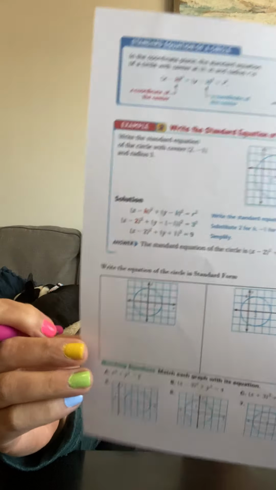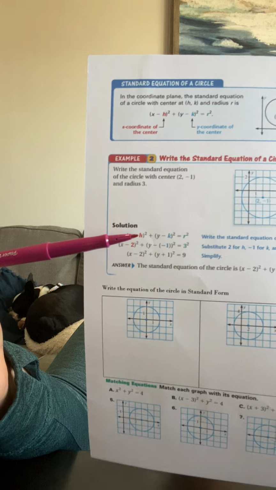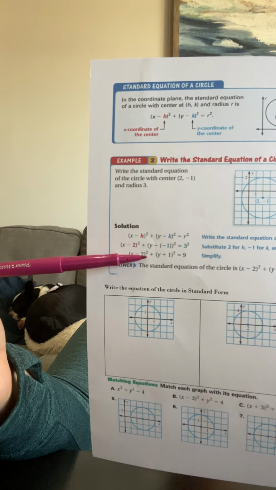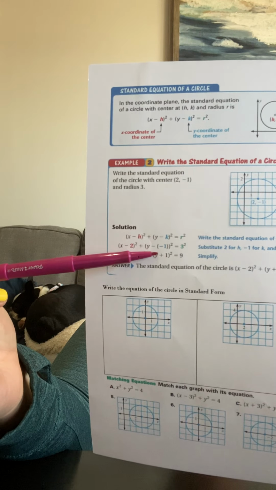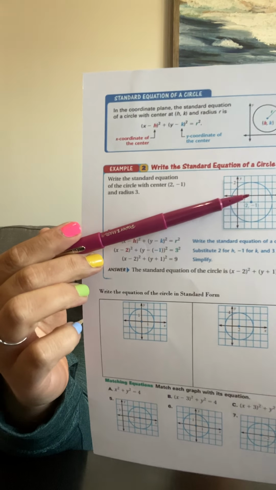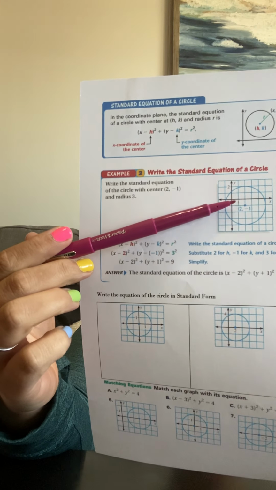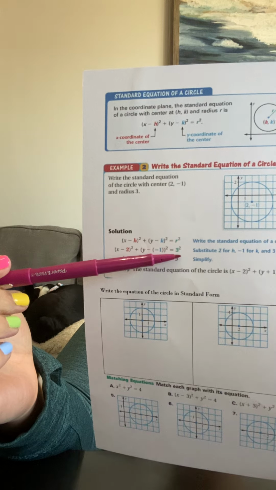All right, so if we are looking at the next page right here, we can see that this center right here is at 2, negative 1. So that's why we have x minus 2 squared. And notice it's at negative 1, so that's why we have y plus 1, so the opposite here, squared. And the radius, so from here outward, is 3 spaces. Well, 3 squared is 9, so that's why right here it equals 9.